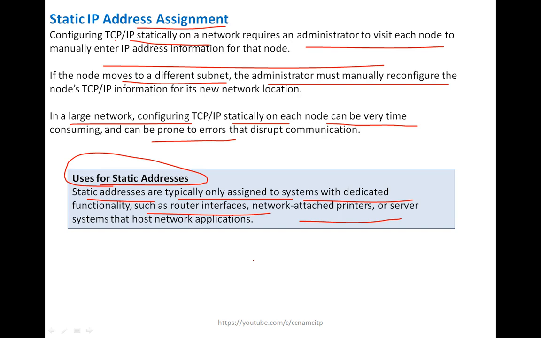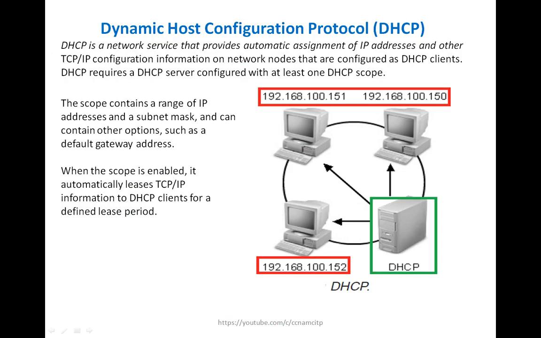In that condition we can go, but we have multiple nodes and they need to get IP addresses, but those systems are not required to change IP addresses very frequently, so we can assign dynamic IP addresses for them using DHCP. So this is what I was talking about, Dynamic Host Configuration Protocol, which is also known as DHCP. In this we will understand the entire DHCP process.